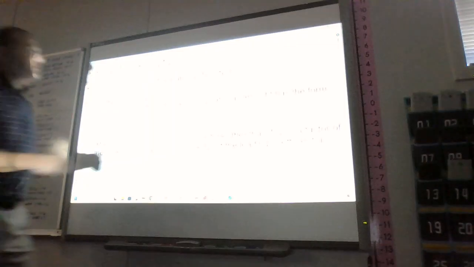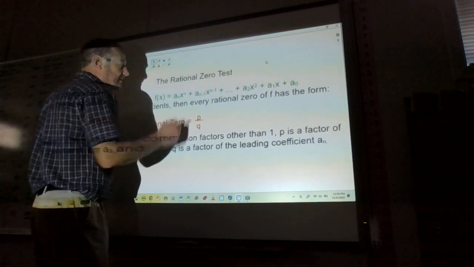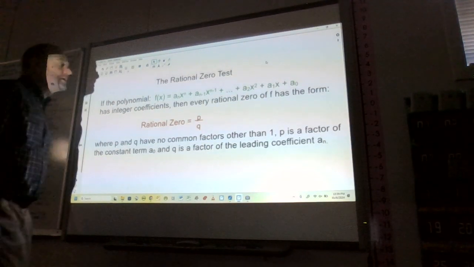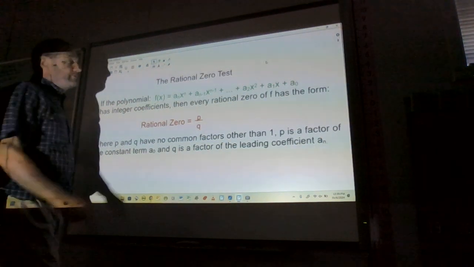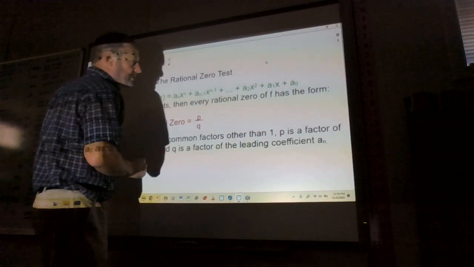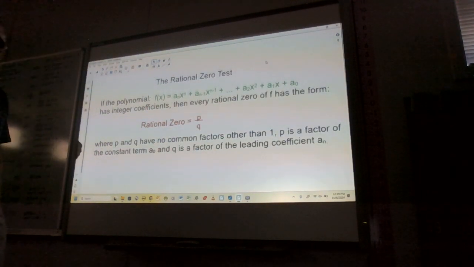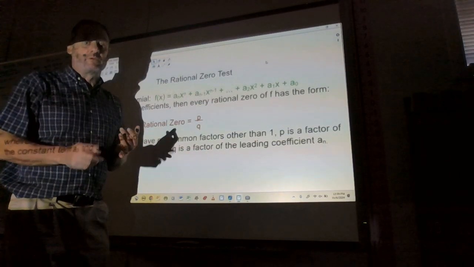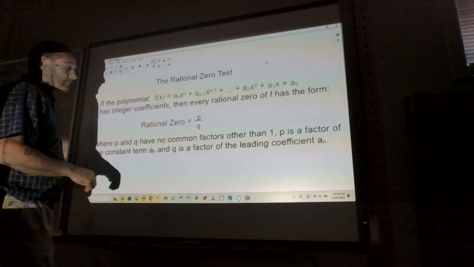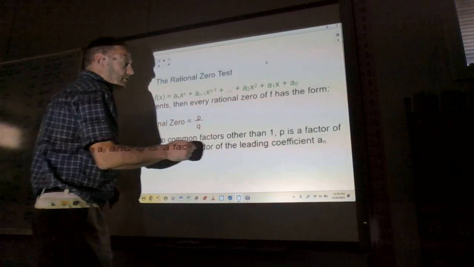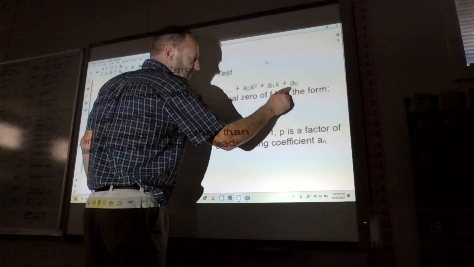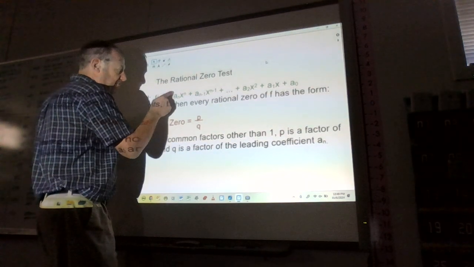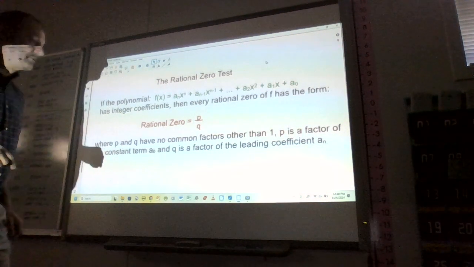So if we have this polynomial right here, a sub n, x to the n plus blah blah blah, all this stuff, and it has integer coefficients, so all the a sub n's are integers, then every rational zero that this thing might have, now remember rational numbers are numbers that can be written as fractions, okay? They have the form of p over q, where p are the factors of the constant on the end here, and q are the factors of the leading coefficient.